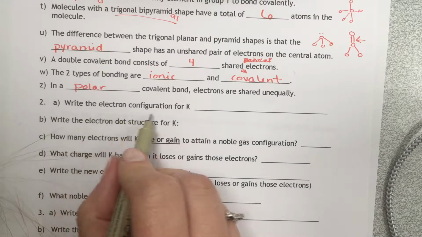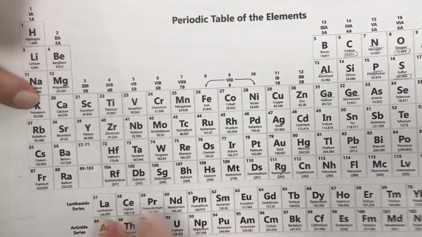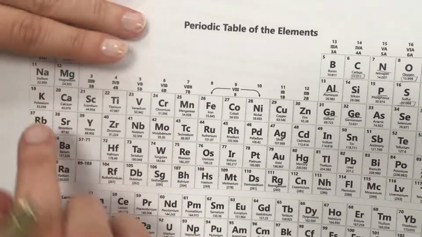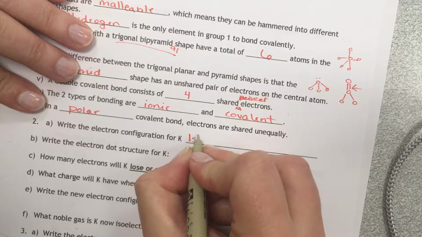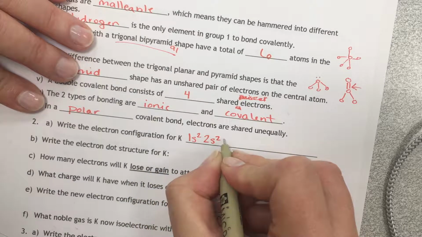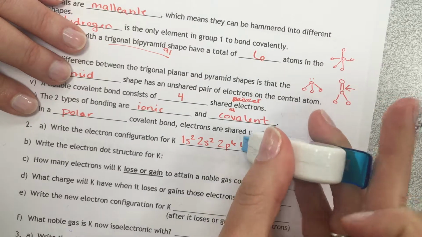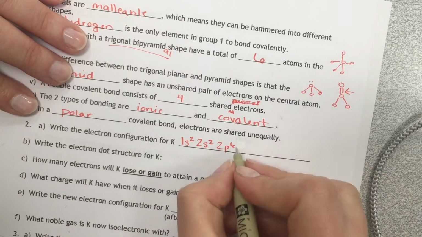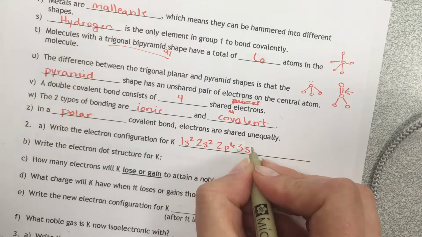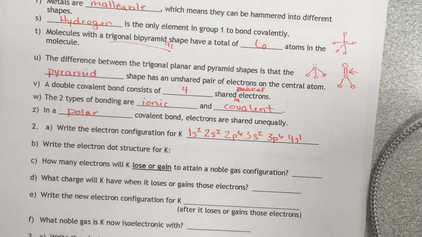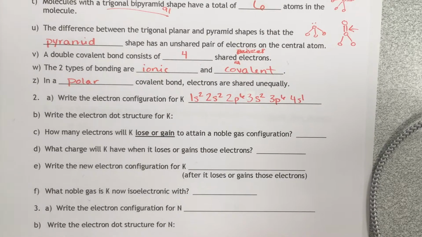To write the electron configuration for potassium. So potassium is here. So it's 1s2, 2s2, 2p6, 3s2, 3p6, 4s1, okay? So I'm just going to go ahead and write it. 1s2, 2s2, 2p6, 3s2, 3p6, 4s1. So that is the electron configuration for potassium.